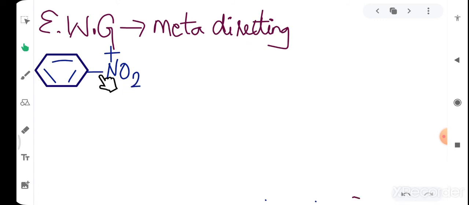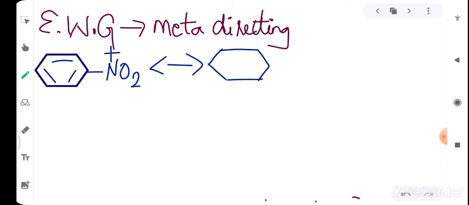That is, if the substituent on the benzene ring is an electron withdrawing group, and it undergoes an electrophilic substitution reaction, the electrophile will get attached to the meta position. This is because NO2 is an electron withdrawing group. So what will it do? It will withdraw the electron. So this will result in the resonance hybrid.